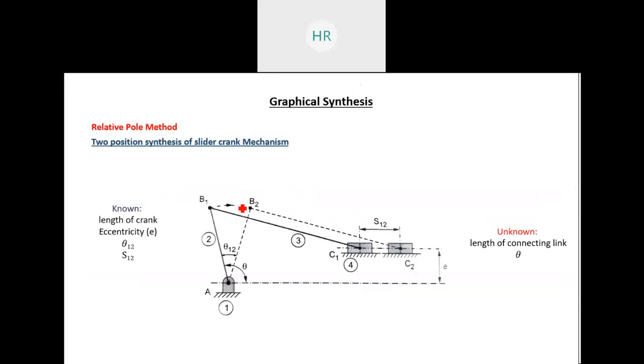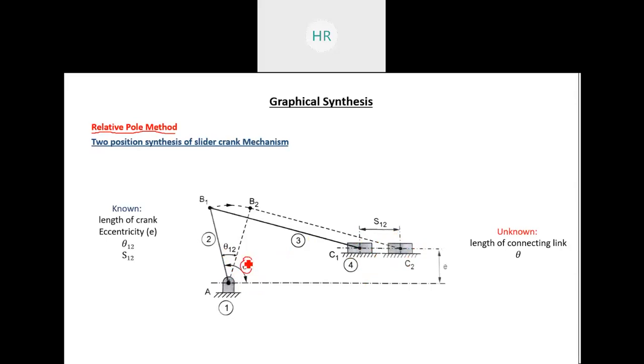Now let's move ahead. Two position synthesis of slider crank mechanism with the help of relative pole method. So what data are known to us? Here A, B1, C1 is first position, A, B2, C2 is second position. Theta 12 is the angle between first and second position. S12 is the distance between C1 and C2, or first position and second position of slider. And theta is the angle of input link from horizontal.